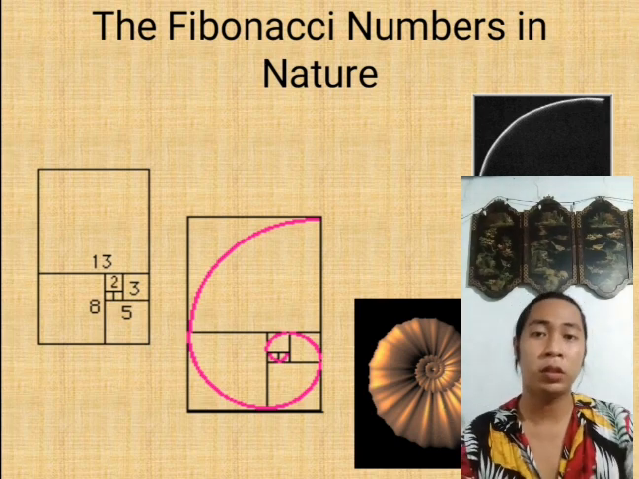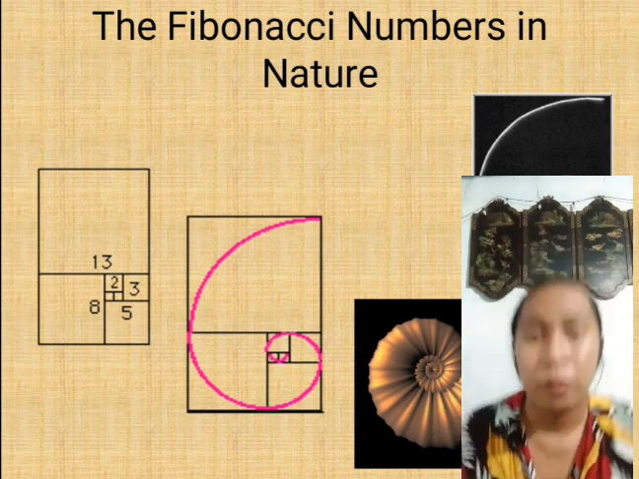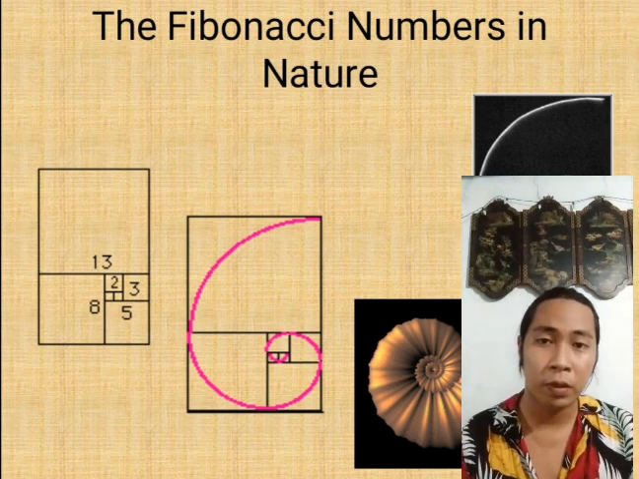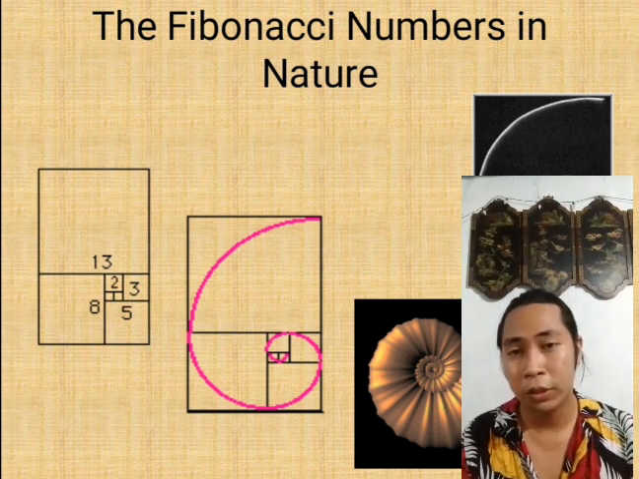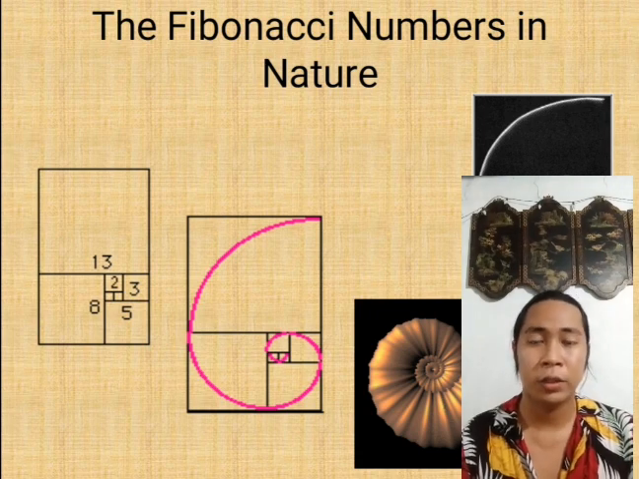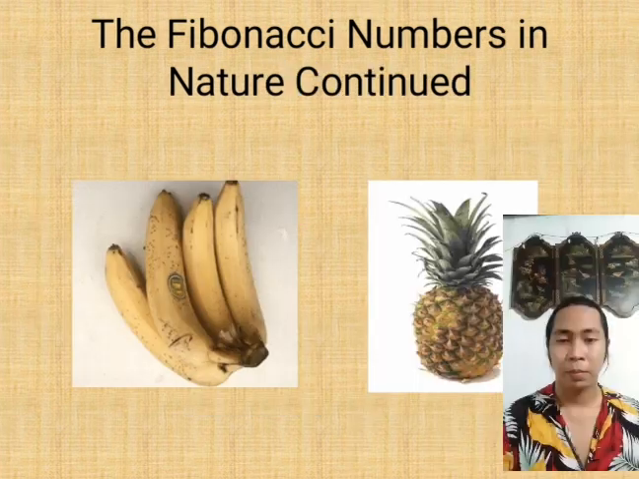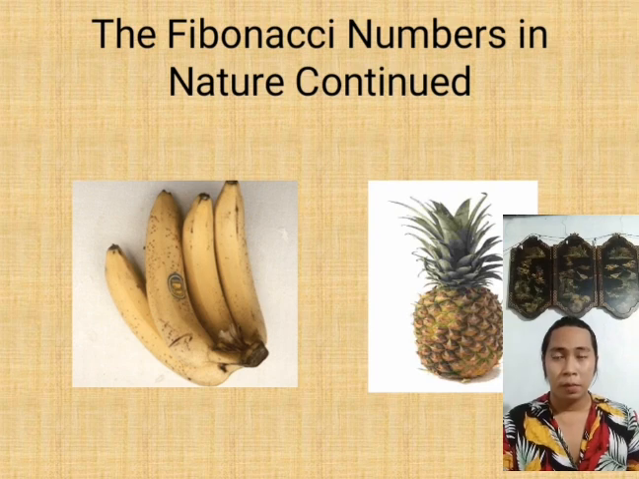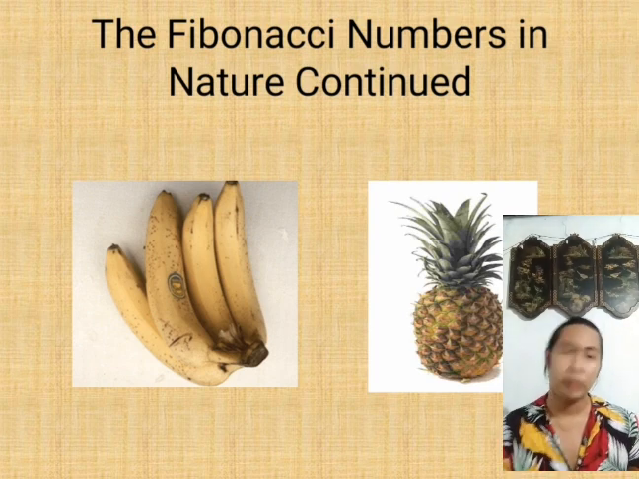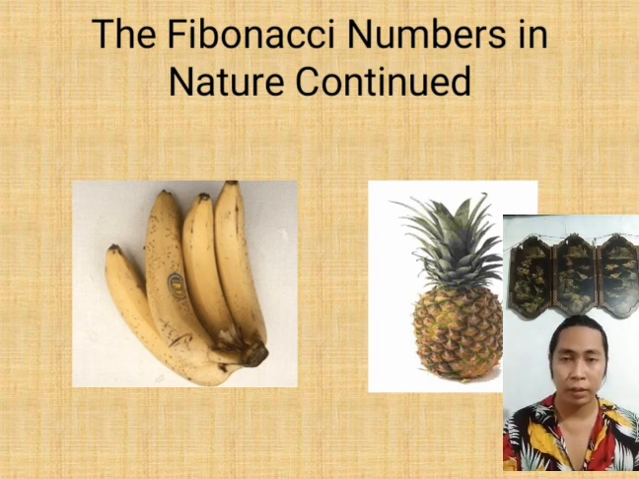So we have examples of Fibonacci numbers in nature. For example, the spiral. To get the next shape of the spiral, you need to add the previous shapes to get the next shape. Another example is banana and pineapples, because bananas have 3 or 5 flats and pineapples have Fibonacci spirals in sets of 8, 13, and 21.